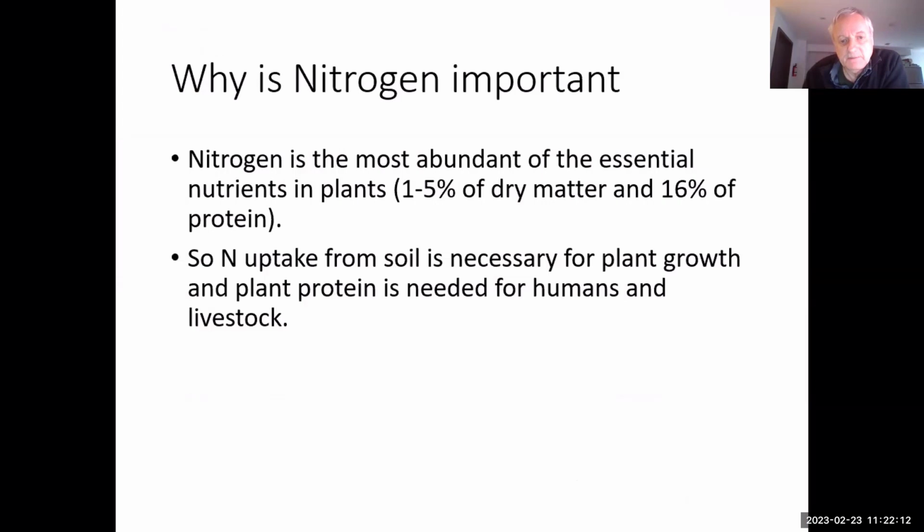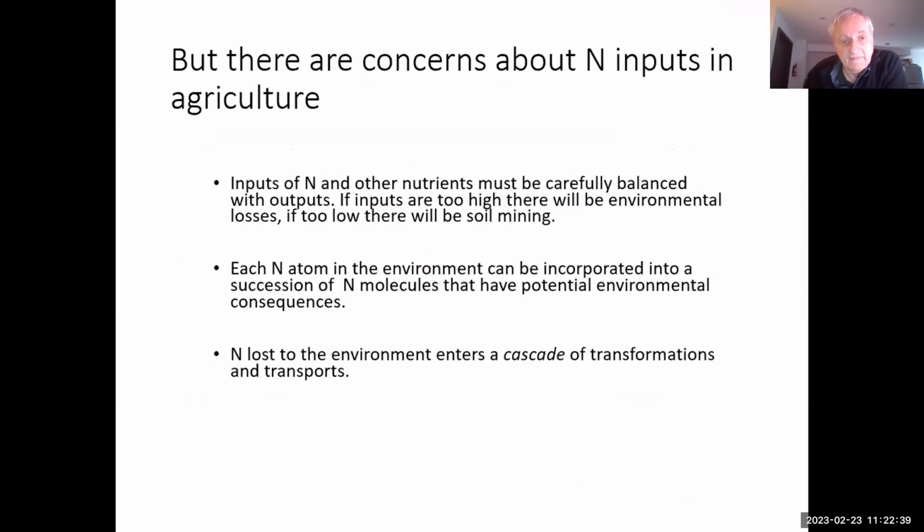Why is nitrogen important? Well, we know that nitrogen is the most abundant of the essential nutrients. All the essential nutrients are essential, but in plants, 1 to 5% of the dry matter is nitrogen. And in protein, 16% is nitrogen. It's obviously important to get a lot of nitrogen into crops. And uptake from soil is necessary for plant growth. And plant protein is needed for humans and livestock. So nitrogen is important. But there are concerns about nitrogen inputs in agriculture, and plenty of them.